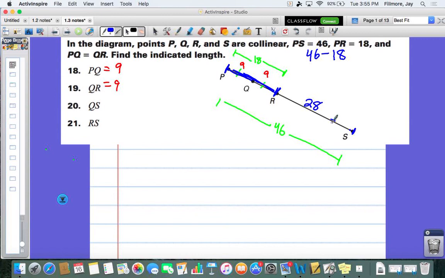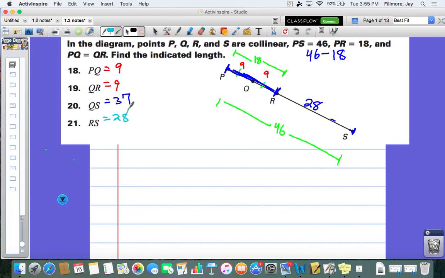Now that we know that, to find QS, well, from Q to S includes this 9 and this 28. If we add them together, we get 37. And then lastly, RS, we already found that's 28. Kind of went out of order here, but it was simpler to do it that way.